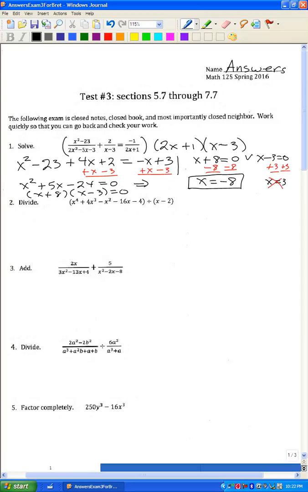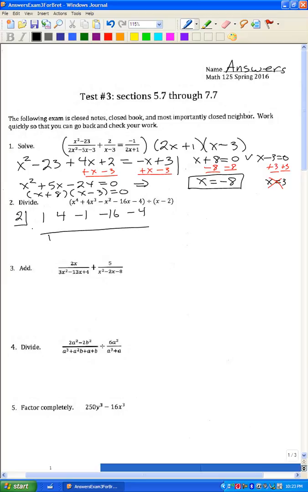Okay, let me do problem number 2. Let me divide x to the 4th plus 4x cubed minus x squared minus 16x minus 4 by x minus 2. So if I use synthetic division, I have 1x to the 4th plus 4x cubed minus 1x squared minus 16x minus 4.